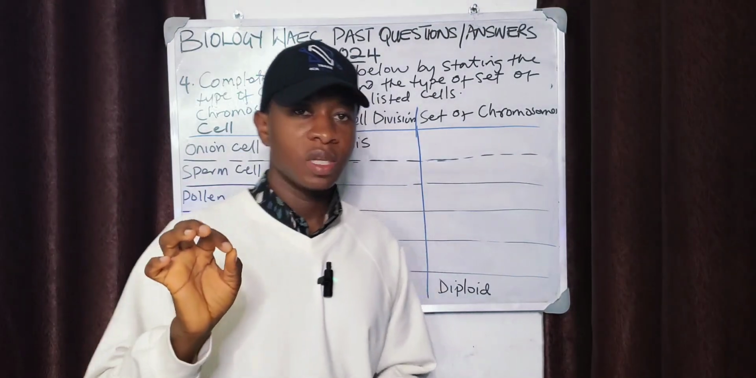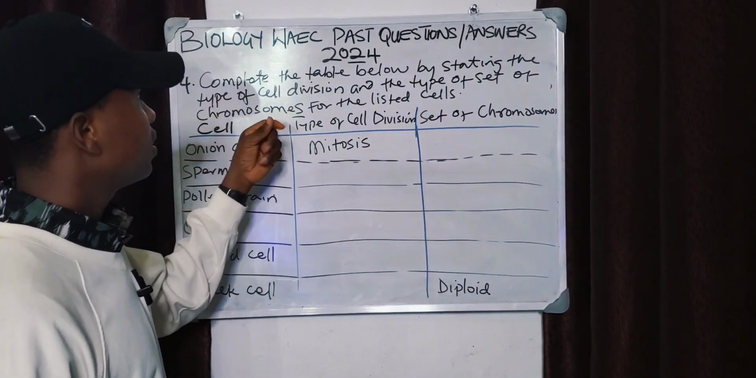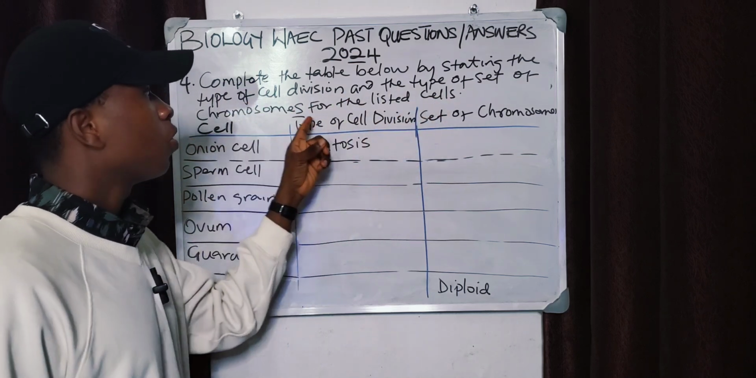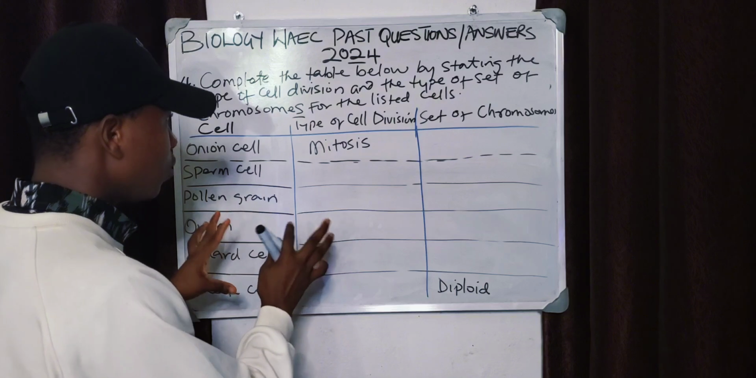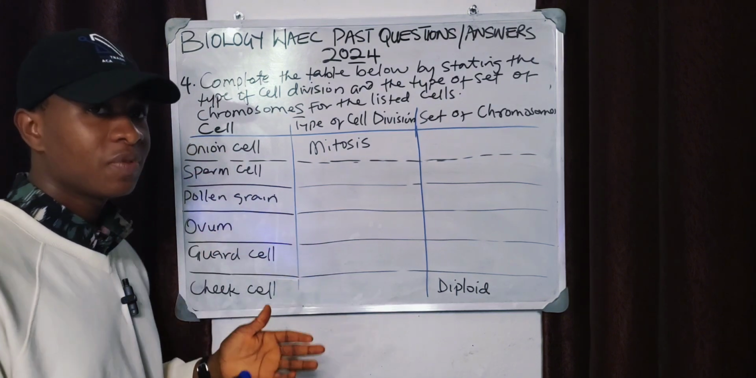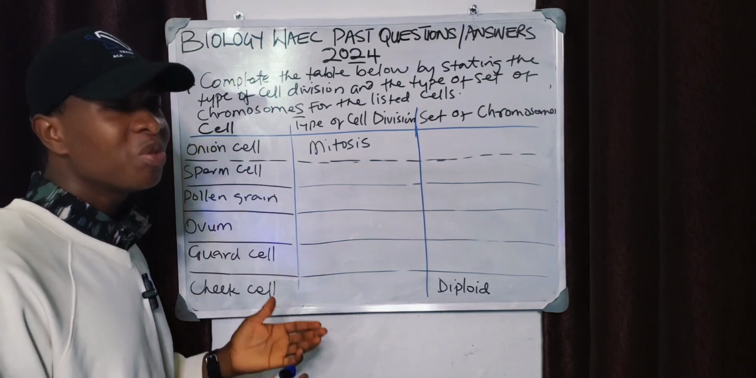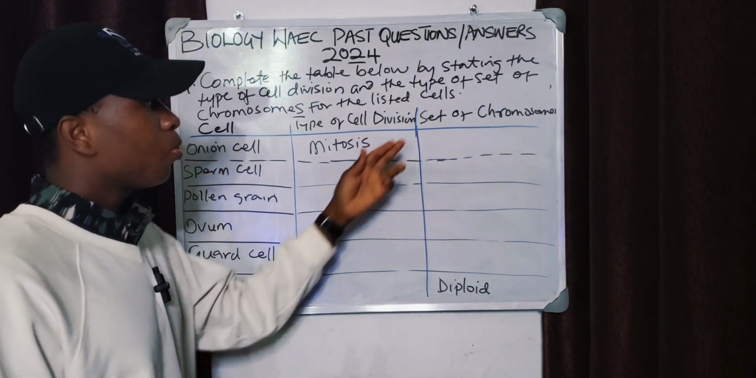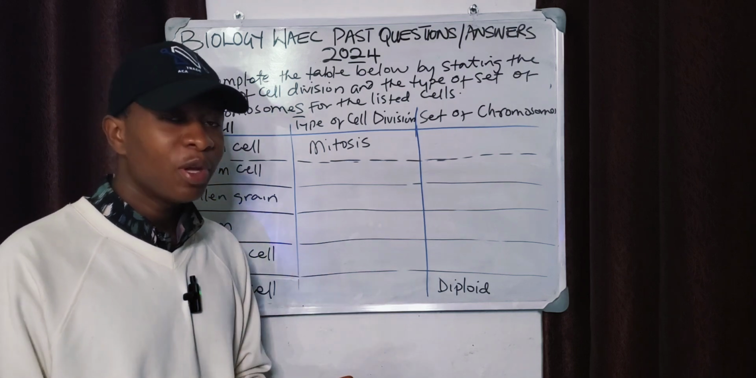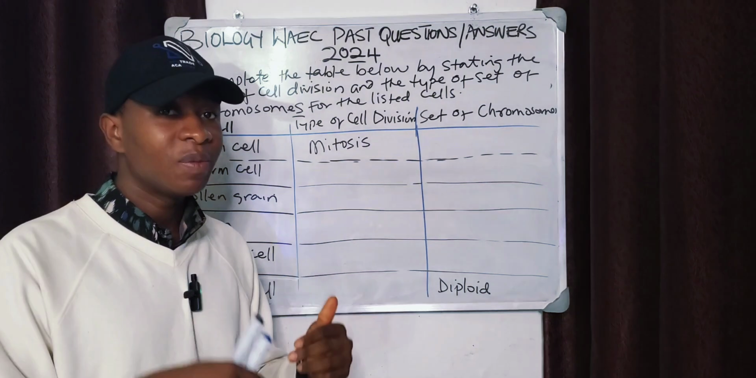All right, so for the other questions in number 3, that's something you can just read up. So let's move to number 4. The question says complete the table below by stating the type of cell division and the type of set of chromosome for the listed cells. Now, just looking at this table, you would observe that the catch here is that every cell that is a reproductive cell will always be meiosis. The one that's not a reproductive cell will always be mitosis. Now, when you come to the set of chromosome, a reproductive cell will always have a haploid number of chromosome. Meanwhile, a non-reproductive cell will always have a diploid number of chromosome.